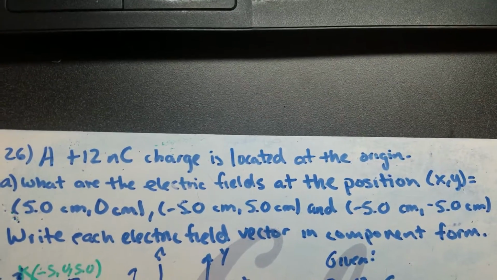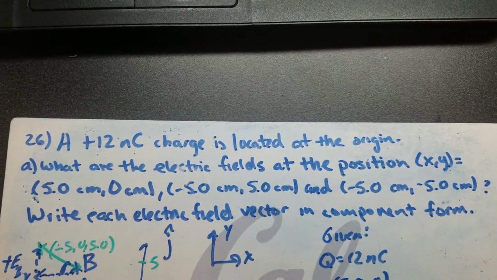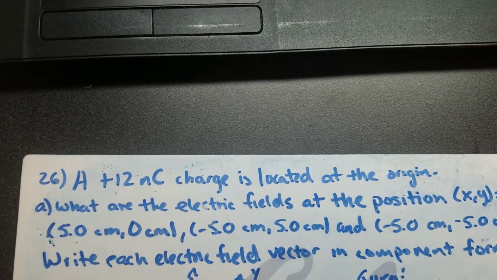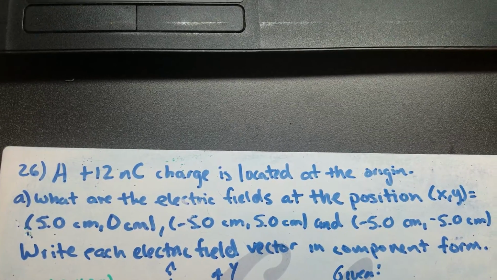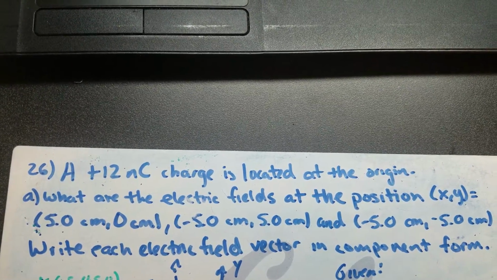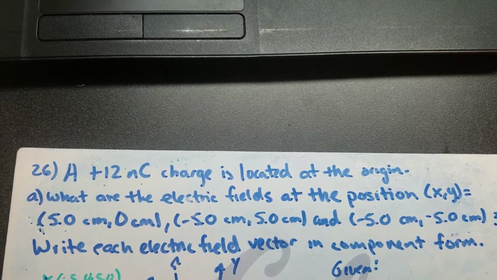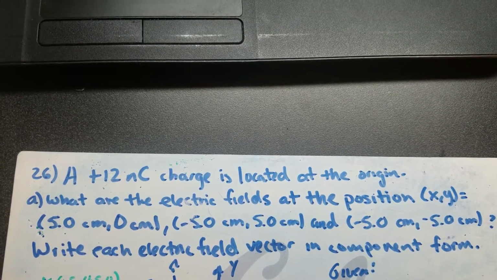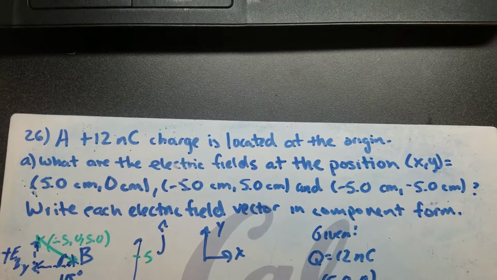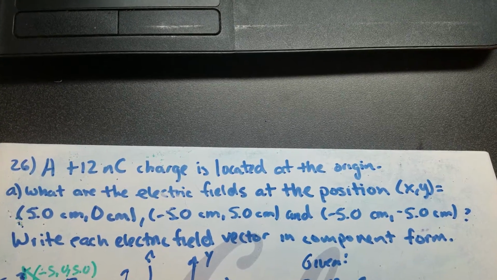In this problem, we're going to go over problem number 26. It states that a 12 nanocoulomb charge is located at the origin. What is the electric field at the positions (5 cm, 0 cm), (-5 cm, 5 cm), and (-5 cm, 5 cm)? Write each electric field in component form.